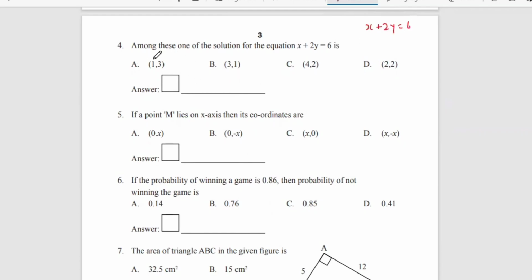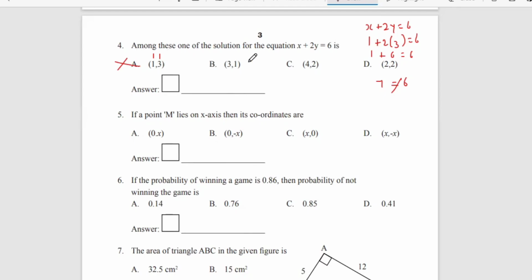This is a coordinate, so the x coordinate is 1 and the y coordinate is 3. In the place of x, I'm going to write 1, plus 2 of the y value they give, 3, is equal to 6. So 1 plus 2 times 3 is 6, is equal to 6? So 1 plus 6 will give the value 7, is equal to 6. LHS is not equal to RHS. So our option A is wrong.